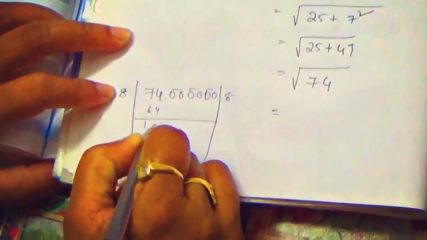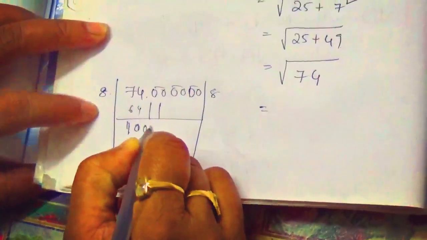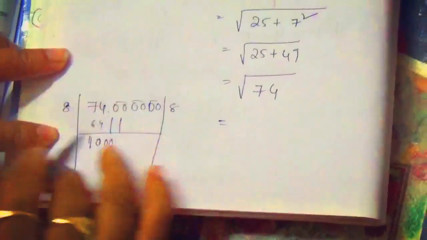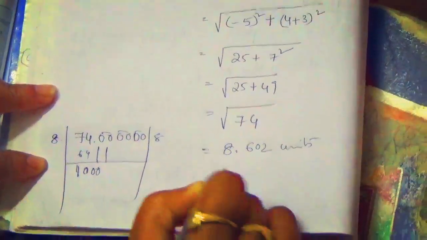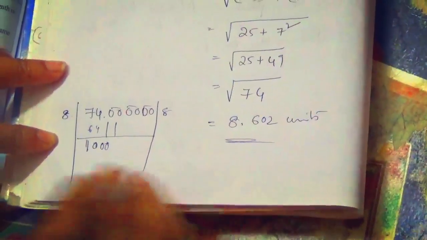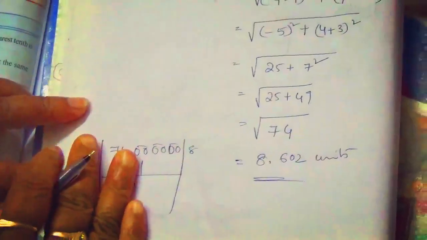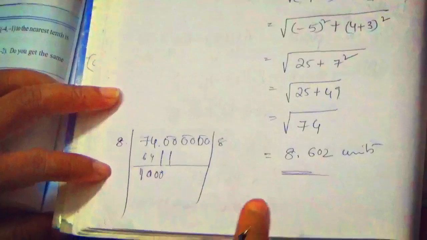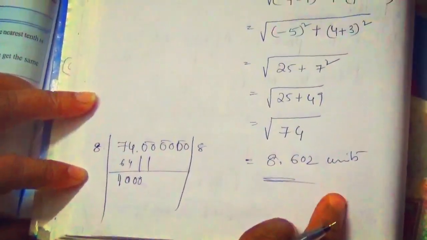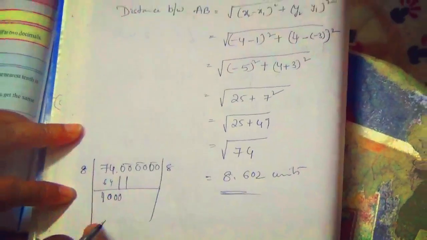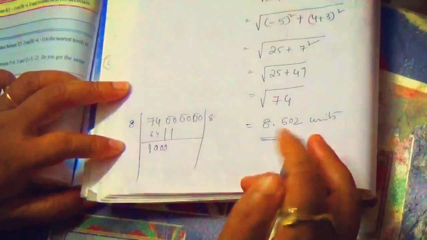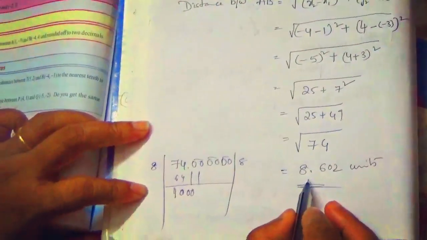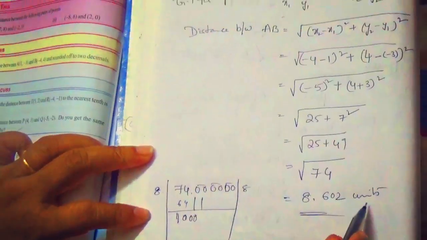We have to take 2 decimals, so you just do the sum and you will get 8.602 units. Then by using this bar method you will get the answer for the square root of 74, that is equal to 8.602. You just recollect that this method is there in your 9th standard first chapter, that is the bar method. By doing this bar method you will get the value, that is 8.602 units. Okay, just like that.